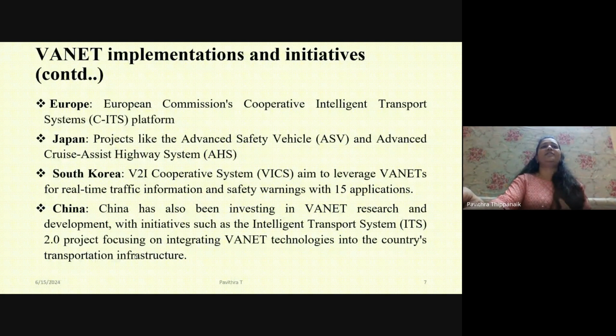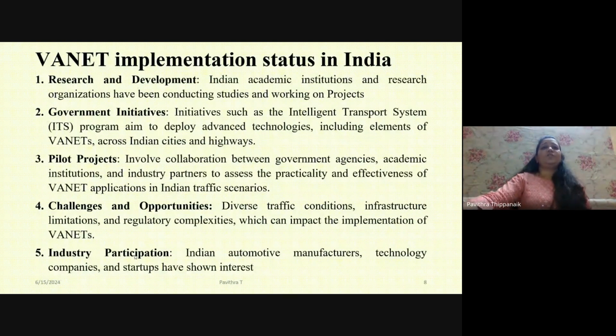Now let us consider the status of VANET implementation in our country, that is, in India. For the implementation of VANET in our country, we need to consider some factors that are responsible for the implementation. First thing is research and development. That is, before implementation, we know that initial research has to be done, and we have to analyze that data, and then only we take a decision for implementation. Therefore, different academic institutions and research organizations are conducting research on VANET implementation by considering various scenarios like highway or urban mobility.